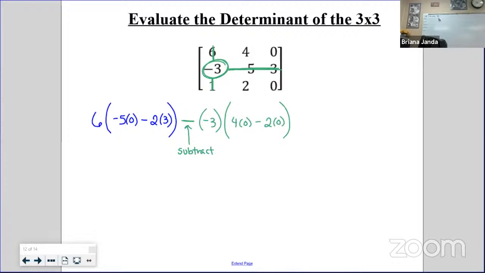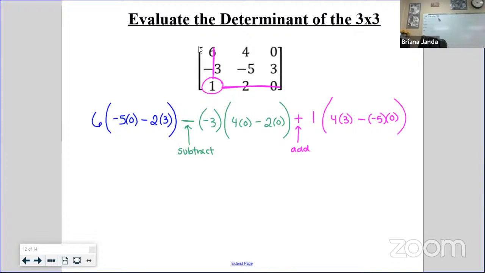And then our last one, we will add. One times the determinant of what's left over when we cross off its row and column. 4 times 3 minus -5 times 0.